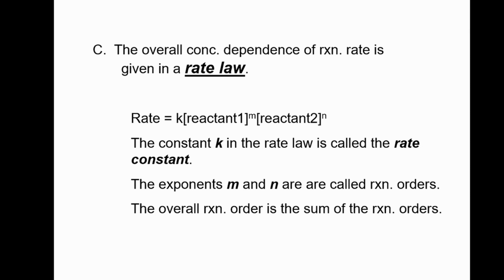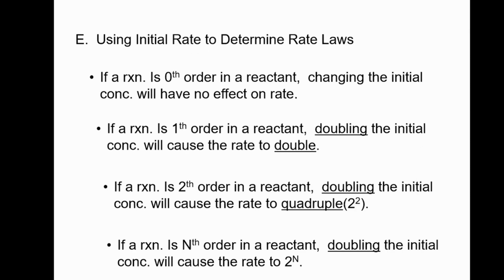So how do we determine what a reaction order is? Let's just think about this a little bit. We'll just imagine one reactant. If we just have one reactant, the overall reaction order and the order with regard to that one reactant are the same. If a reaction is zeroth order in a reactant, changing the initial concentration will have no effect on that rate. Maybe we could do that on our calculator. What is anything raised to the zeroth power? 1.